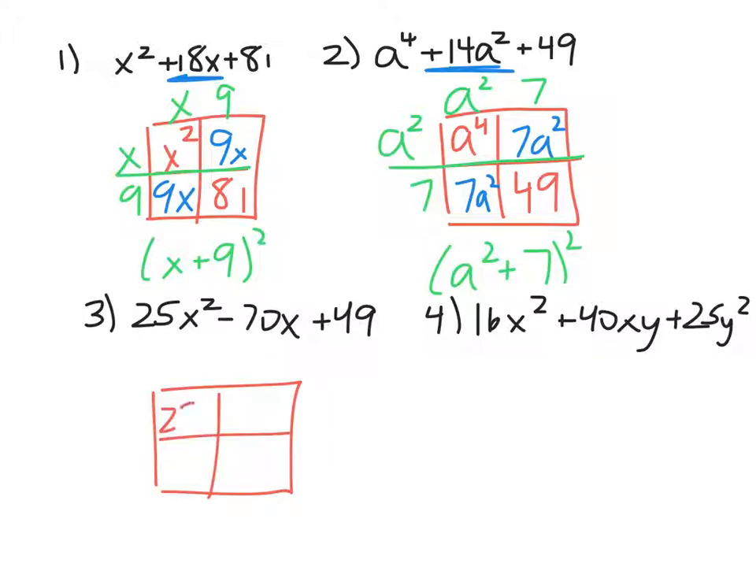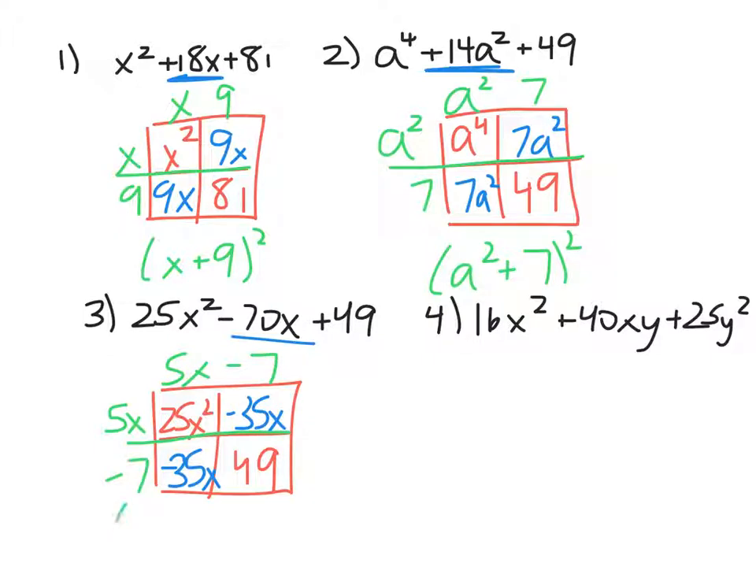First term, first box. Last term, last box. And then let's split our middle term in half. Remember, we're splitting it in half because we're trying to make a square. Okay? So a square needs to have the same sides. So 5x, 5x, negative 7, negative 7. So 5x minus 7 squared.